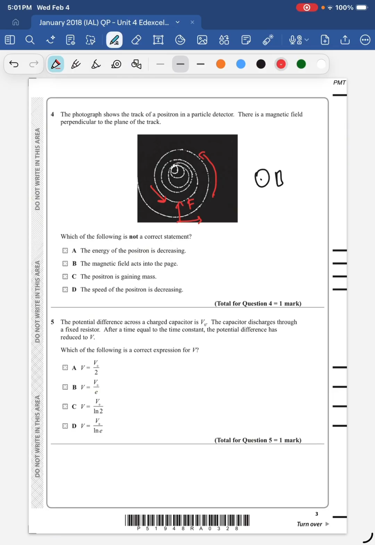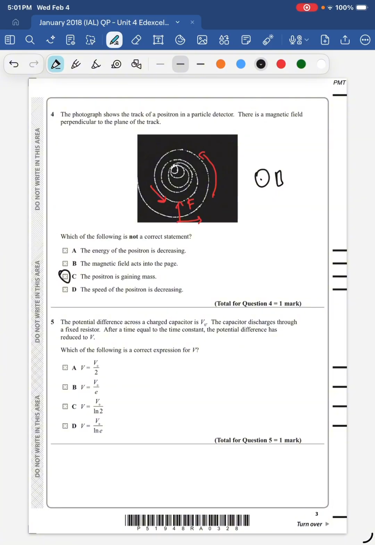C. The positron is gaining mass. No, because it's actually losing energy. For that we would need the positron to speed up. So C is not correct, and then let's just read off D.